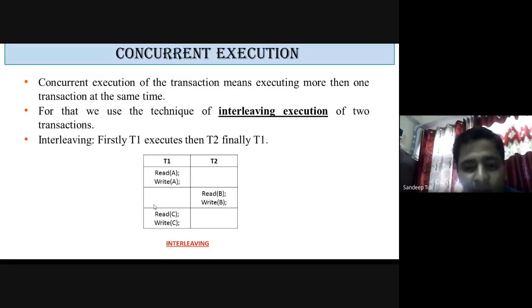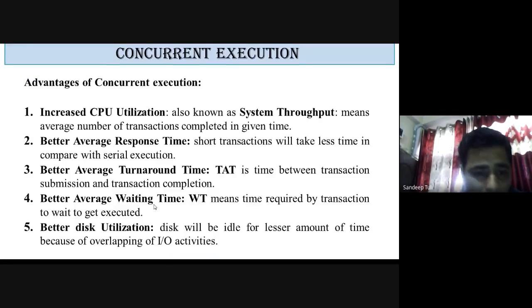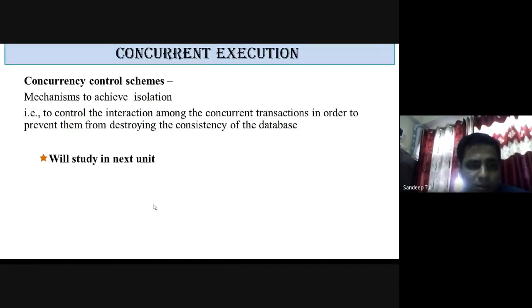That's why we prefer concurrent executions in our databases. We are trying to avoid the serial transactions. There are many techniques to handle these concurrent executions that we will learn now. So these are some of the advantages. As everything has pros and cons, concurrent execution also has some disadvantages that will be discussed later on.